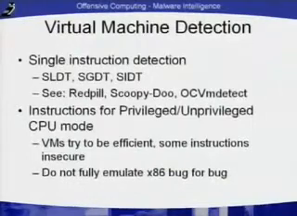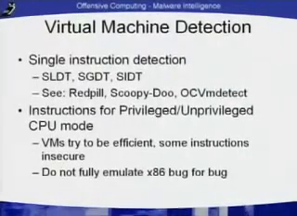The next technique that binaries use to protect themselves from analysis is virtual machine detection. We talked about this at Link last year at DEF CON. There's a whole bunch of different ways of doing this. One of the best ways is single instruction detection using things like the descriptor tables. There are a bunch of tools out for this. Joanna Rutkowska made something called Red Pill, which is pretty great. Another tool is called Scooby Doo. And last year we released a tool called OCVM Detect.